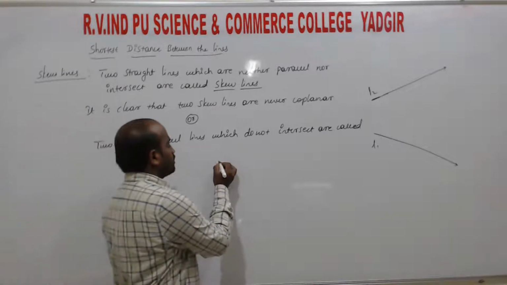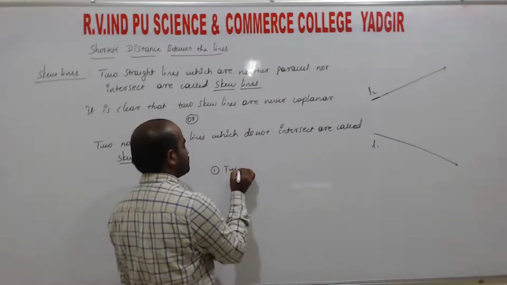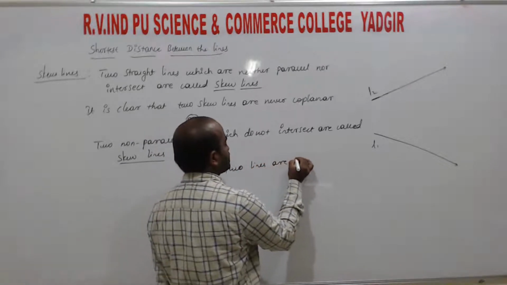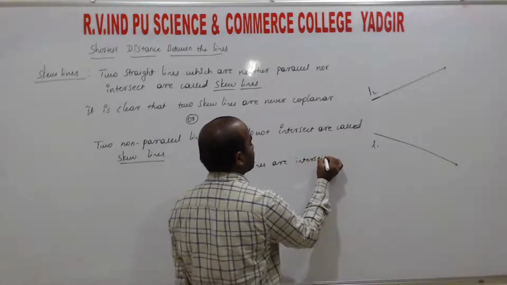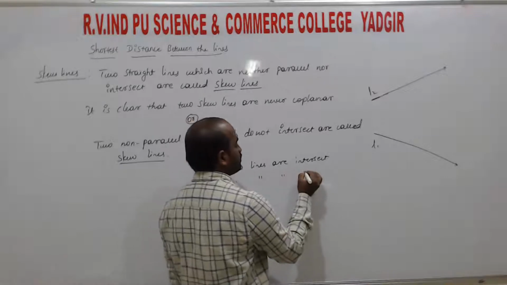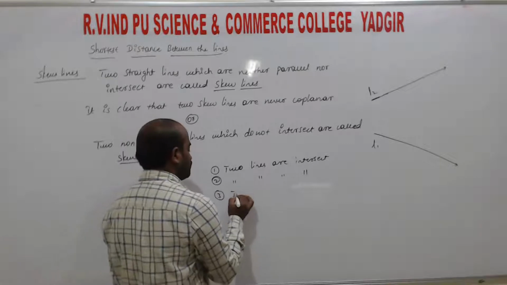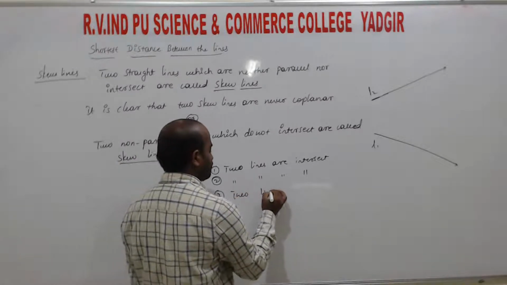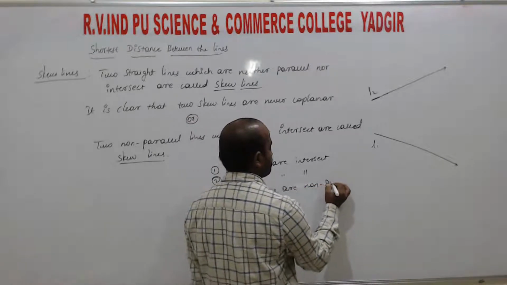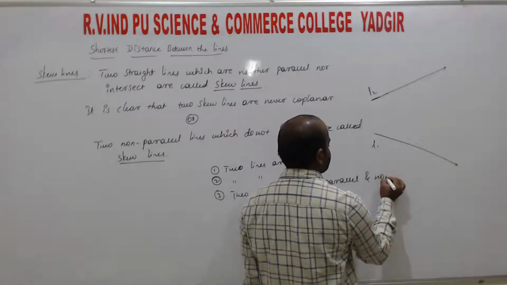Next, given two lines in space. First, two lines intersect. Second, two lines are parallel to each other. Third, two lines are non-parallel and non-intersecting.